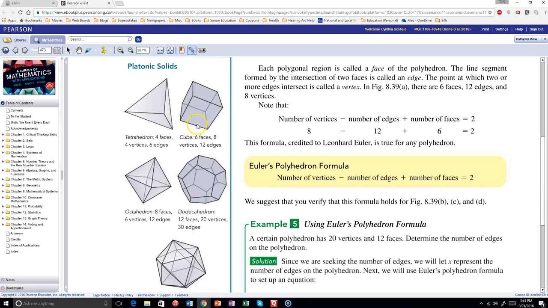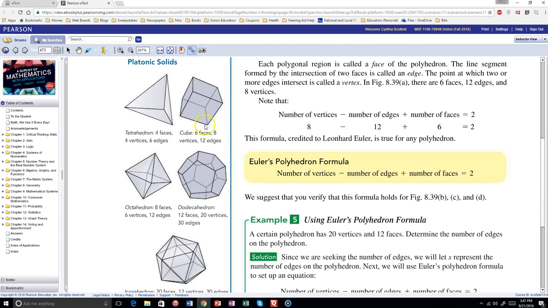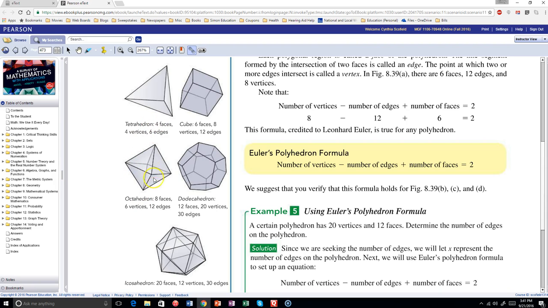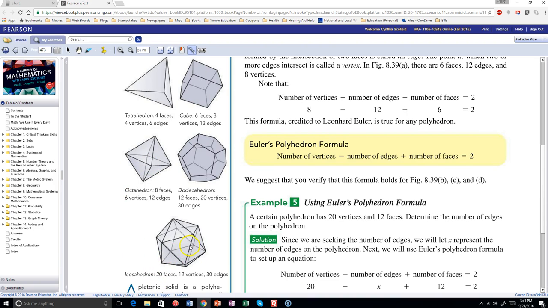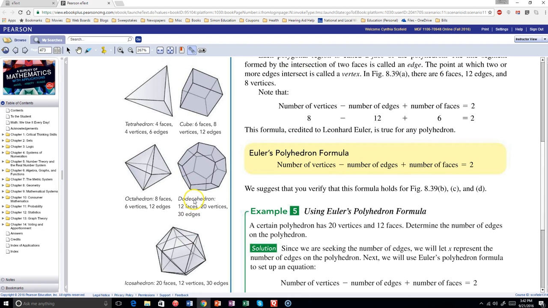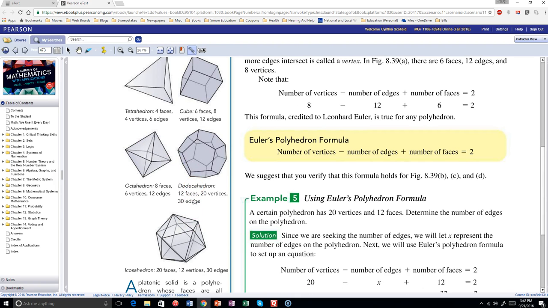Cube has all squares for faces. 6 faces, 6 squares. 8 little corners, vertices, and 12 edges, 12 segments. Octahedrons are kind of like the tetrahedron with triangles, except they've managed to fit together 8 of them. Icosahedron has the triangles again, but they've managed to fit 20 of them together. And then a dodecahedron has regular pentagons put together. It reminds me of a soccer ball, but soccer balls are pentagons and hexagons, which makes it a lot rounder. But these are the only 5 platonic solids possible. These are the only 5 regular polyhedra you can have.